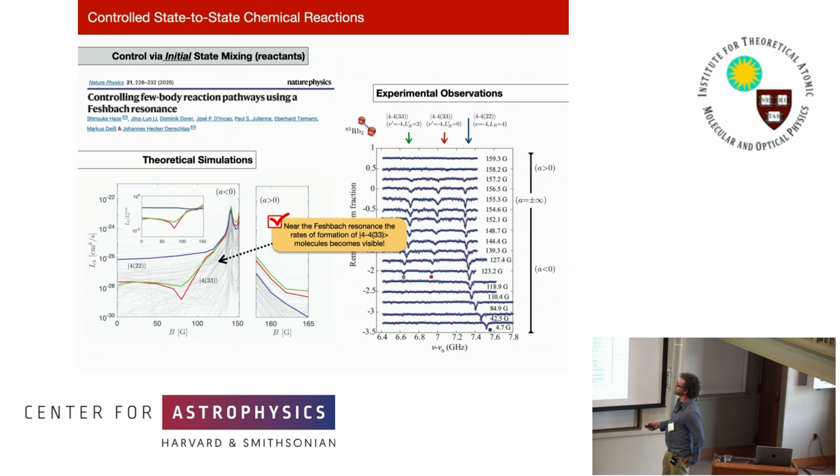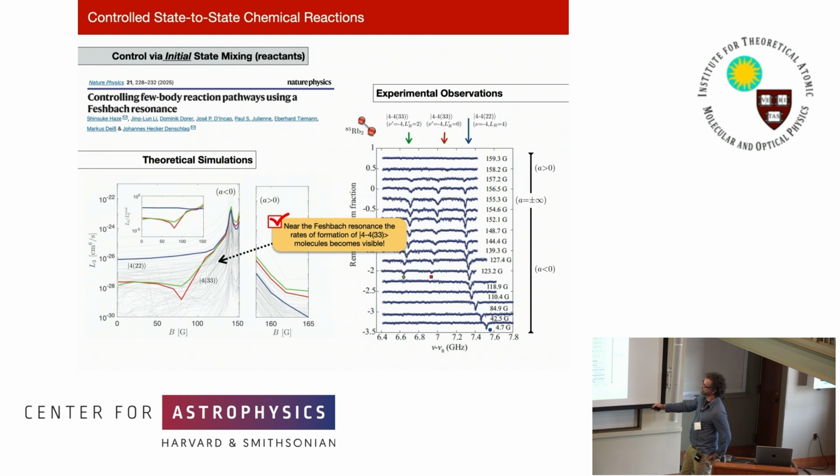But we can look at things a little bit closer. In this case, I'm highlighting the favorable state in blue and the other two, the unfavorable, in red and green. And you can see that, away from the resonance, which is here at 155 Gauss, as we approach there, there's probably some effect going on here, maybe some interference.